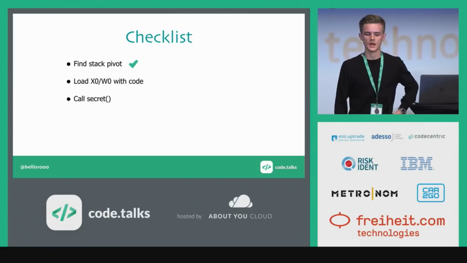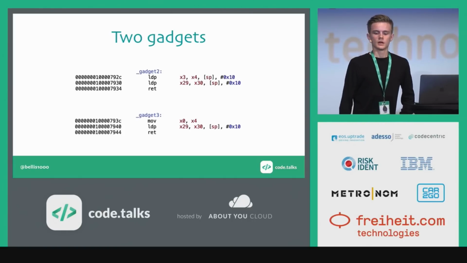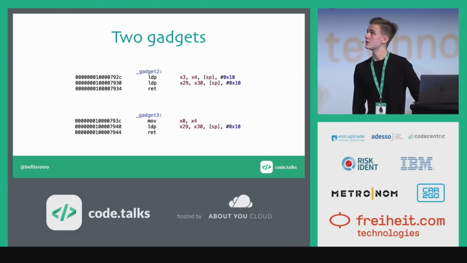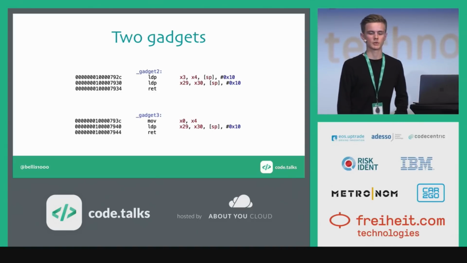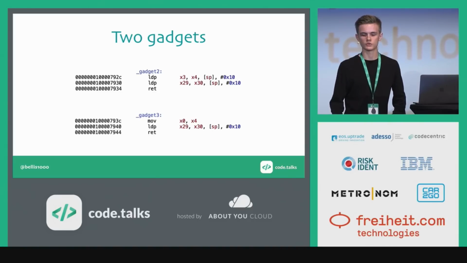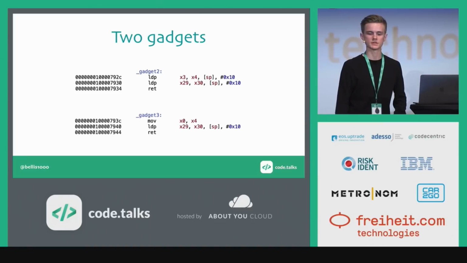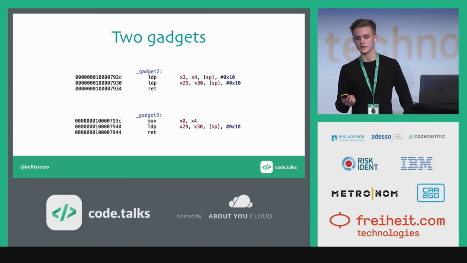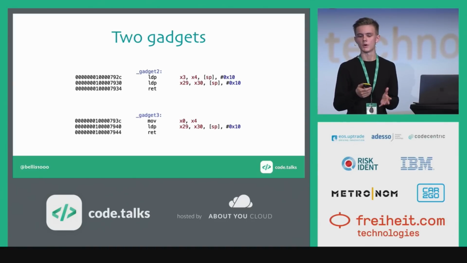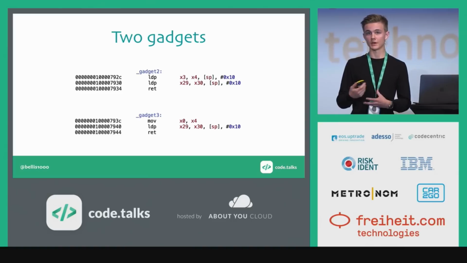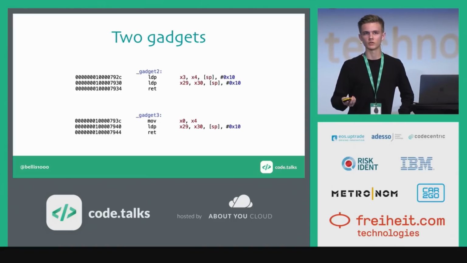Now to load x0 or w0 with the code, we need some more gadgets. So here are actually 2 gadgets. I did this deliberately to kind of replicate how real-world payload construction is with ROP, because obviously you have to use the gadgets or the code that's actually in the binary. You can't write any of your own code because then you won't be able to execute it. So you have to work with what you've got.